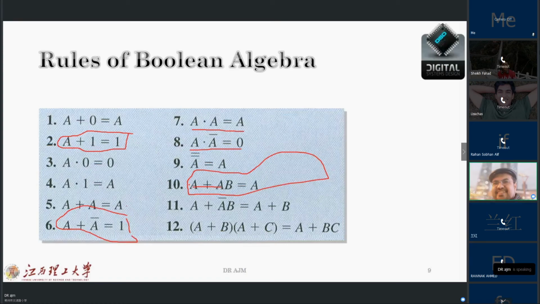And number 12 is A plus B multiplied by A plus C, which is equal to A plus BC. Totally, maybe four or five of them confuse you, but after you do the simplification with them two or three times, you can memorize them well. Remember this slide. I even advise you to write them on a small piece of paper and compare with this slide when you do the simplification of the statement or task that I will give.